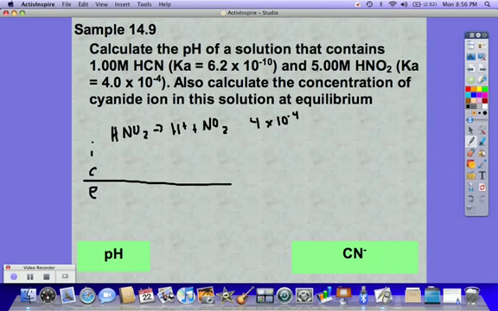Okay, now this problem is exactly the same as what we've done before. The only difference was we had to decide out of the three which was the strongest. And remember, the larger the Ka, the stronger the acid. So we start with 5, 0, 0. We got our minus x, plus x, plus x. So 5 minus x, x, and x.